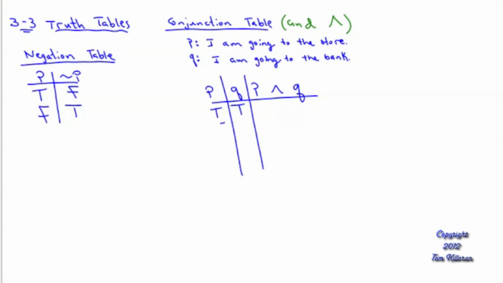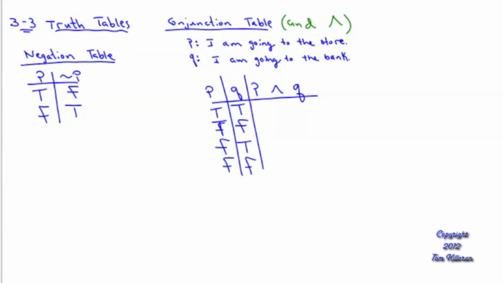If P is false, I'm sorry, wait a minute. If P is true, Q can also be false. And now I want to change the other. P is false, Q could be true. And if P is false, Q could be false. That's all the possible ways of combining a P and a Q being true and false.